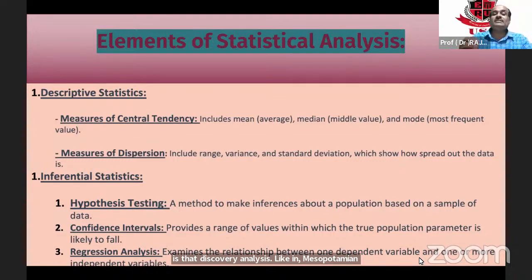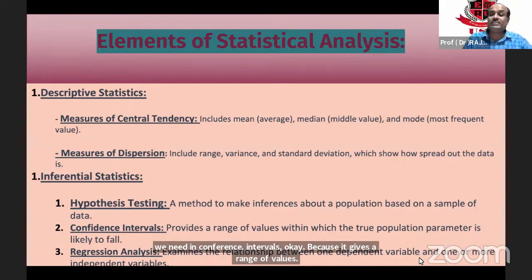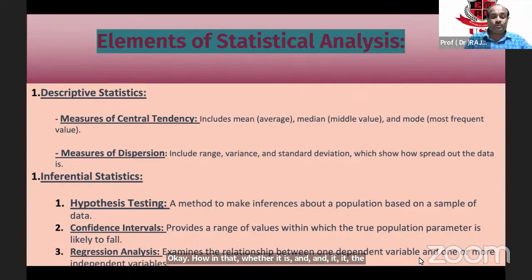It comes as measures of dispersion, like range, variance, especially standard deviation, and other things. For inferential statistics, as I told you, you have to test the hypothesis. And we need confidence intervals, because they give a range of values, to see whether the true population parameter is likely to fall in the bell-shaped curve or not.